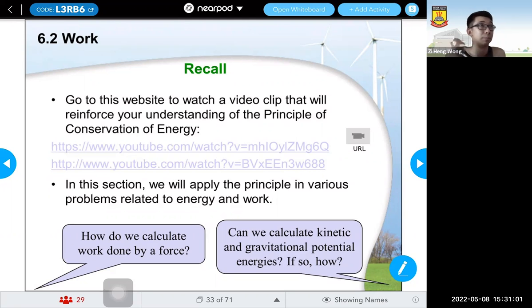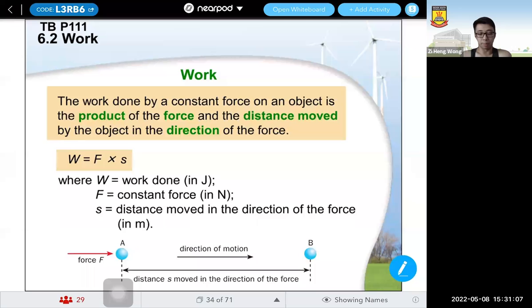Yeah. Okay, so we go back to bring about one of the first few formulas you learned back in Sec 1 about work.